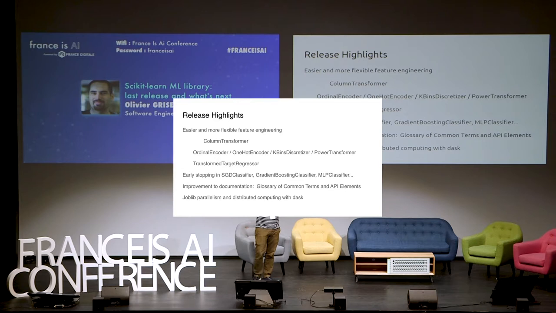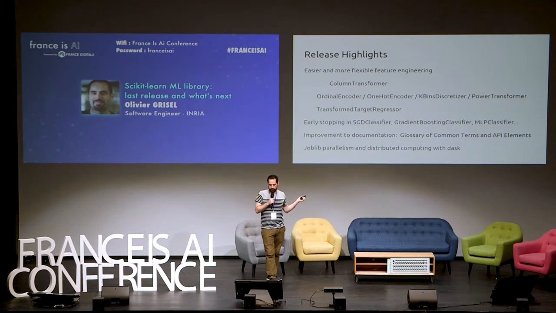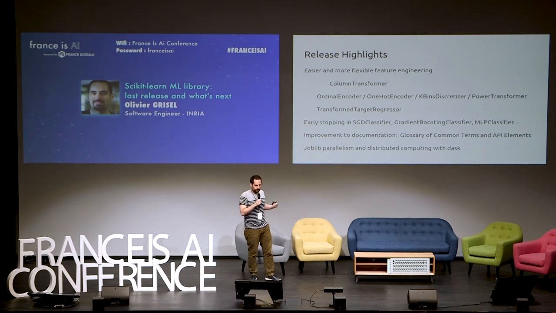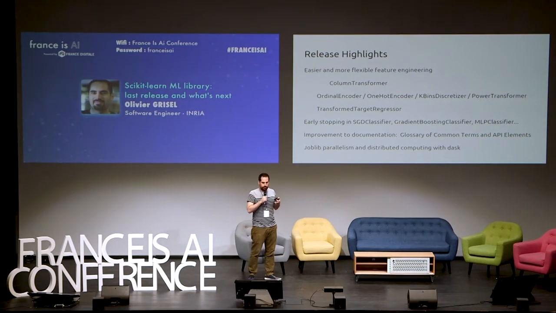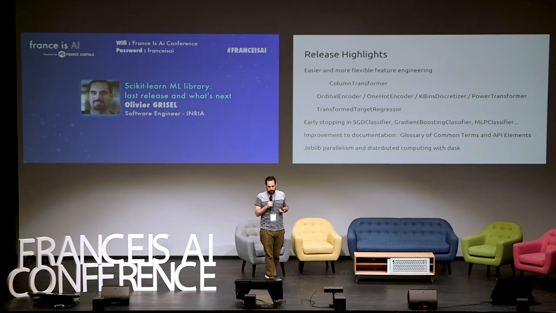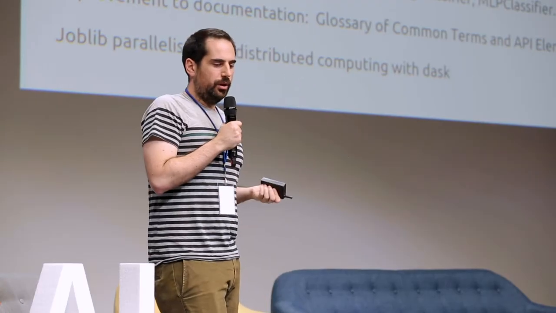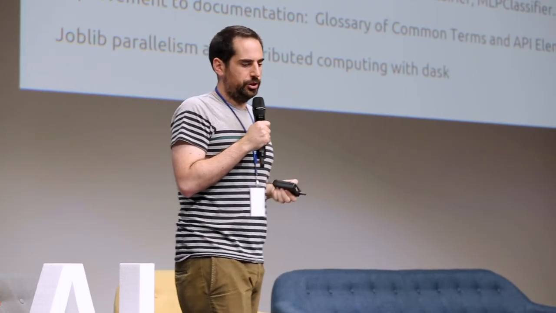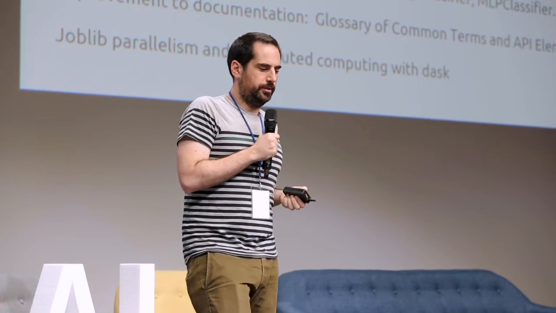We put a lot of effort in the last release to make it much easier to have more flexible feature engineering. In the table before, you could see that there were different kinds of data types: categorical variables, numerical variables, dates, and so on. And here, the main effort of this release cycle was to make it easy to have heterogeneous models using this tool that we call the column transformer, that can apply transformations for different kinds of columns.